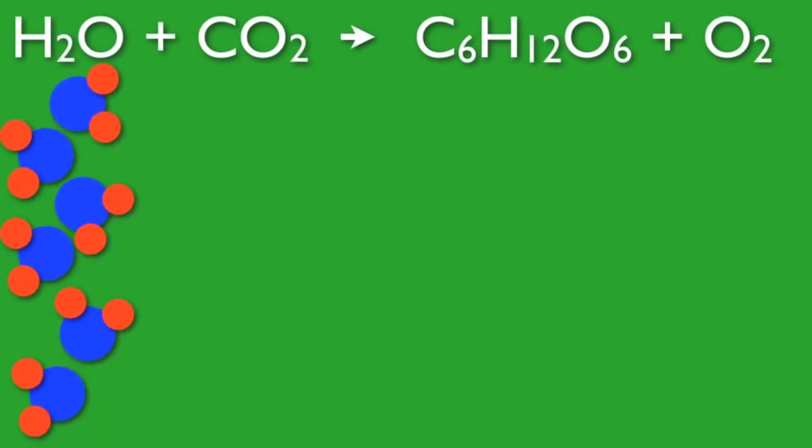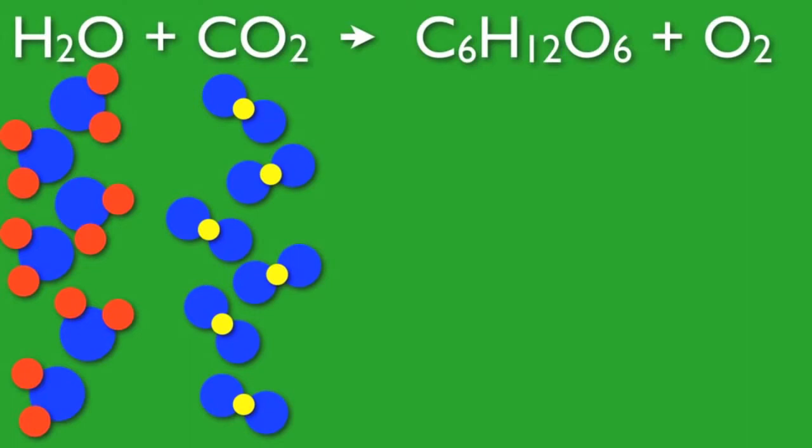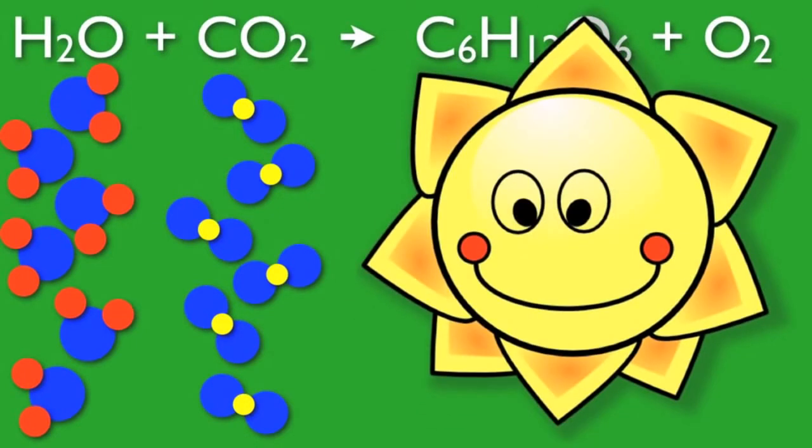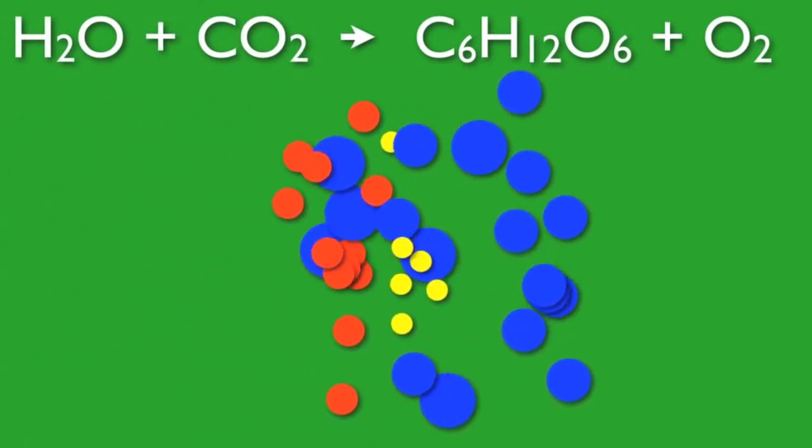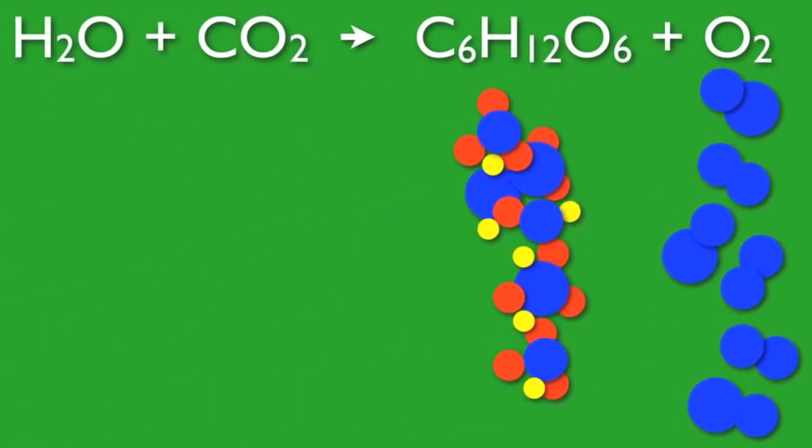Water molecules find their way into the chloroplasts of plant cells. These molecules are joined by carbon dioxide. With the help of the sun, something magical takes place. Water molecules and carbon dioxide molecules are broken apart and rearranged to create glucose and oxygen.